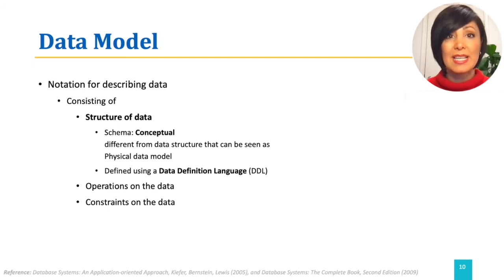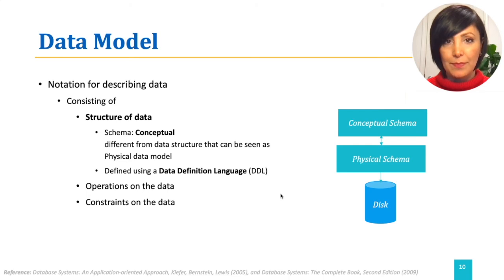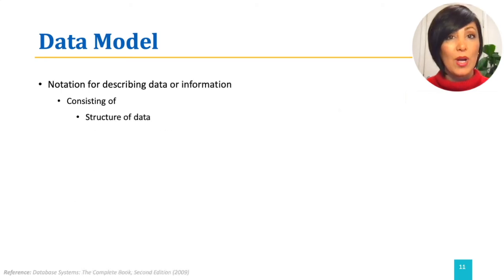The conceptual schema is usually defined by a data definition language, or DDL. The conceptual schema of data is at a somewhat higher level. For example, for relational database management systems, the conceptual schema is defined by specifying attributes of a two-dimensional table named a relation.